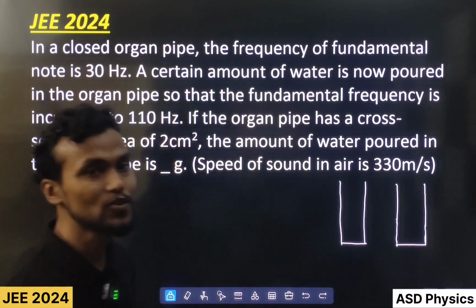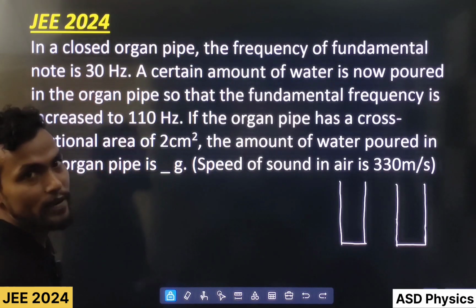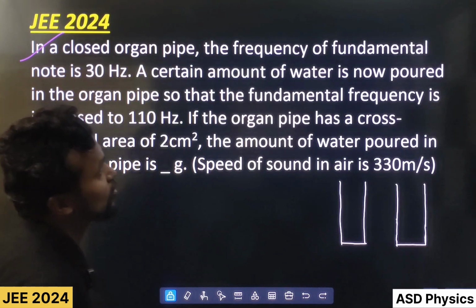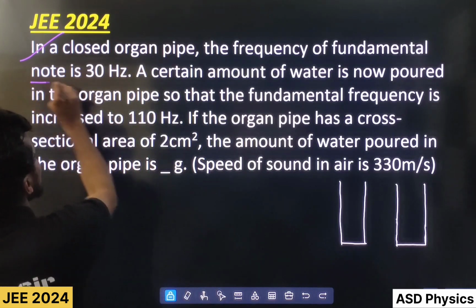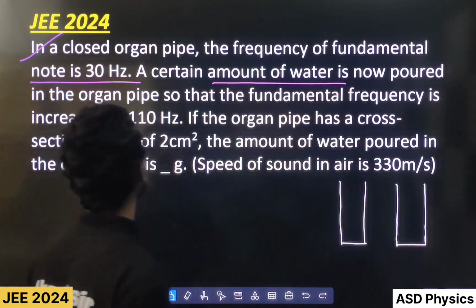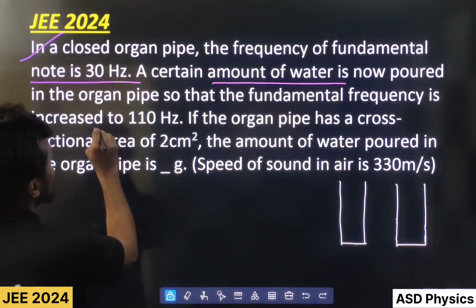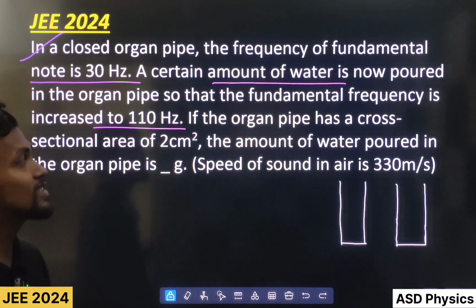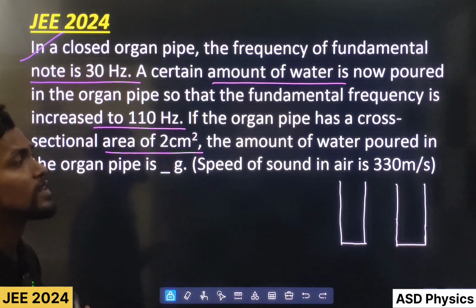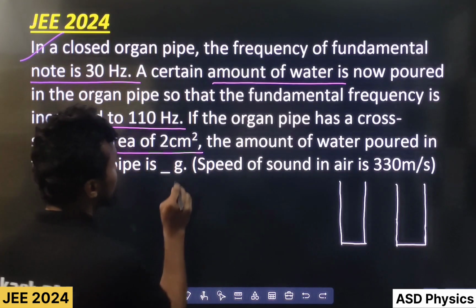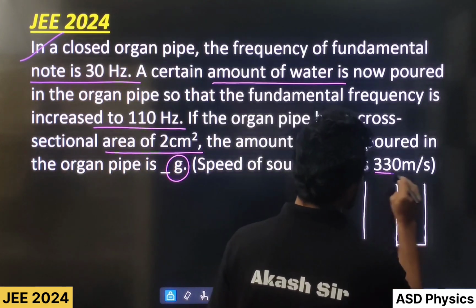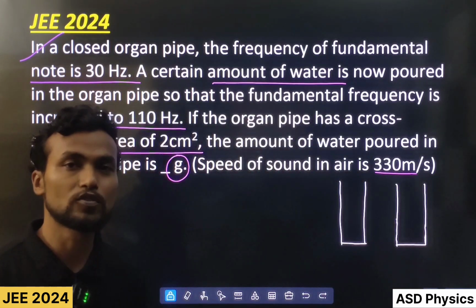Hope you're doing good. Today we are going to solve the 11th waves question asked in the JEE 2024 exam. So students, the question is: in a closed organ pipe, the frequency of the fundamental note is 30 Hz. A certain amount of water is now poured in the organ pipe so that the fundamental frequency is increased to 110 Hz. If the organ pipe has a cross-sectional area of 2 cm square, how much water is poured in the organ pipe? We have to tell the answer in gram. Additional data is given: the speed of sound in air is 330 meter per second. So we have to use this data.